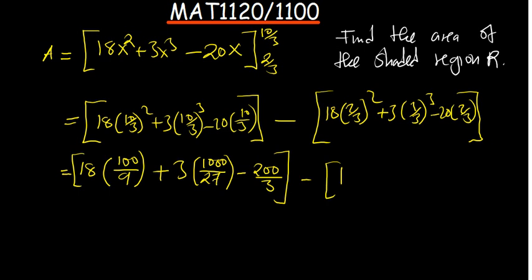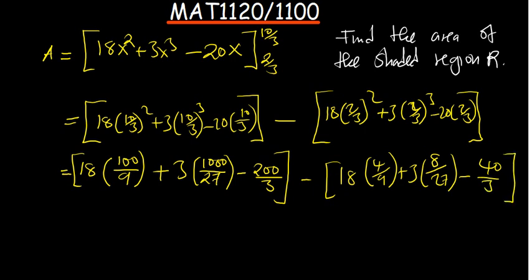Minus, we have got 18, 2 to the power 2, 4, 3 to the power 2, 9, plus a 3. This is also 2 to the power 3, that is 8, 3 to the power 3, that is a 27. Minus 20 times 4 there, that is going to be 40 over 3. Okay, from here 9 can go into 18, that is 2 times. And 2 times 100, that is going to be 200. Plus this 3 can cancel out with 3 in the denominator there, that would be just 1,000 over 3 into 27, that is 9. And then minus 200 over 3.